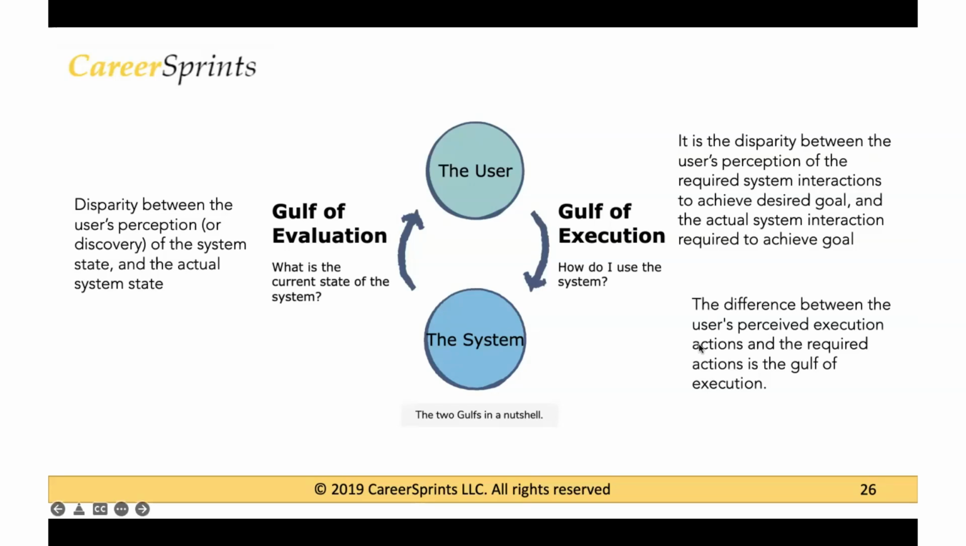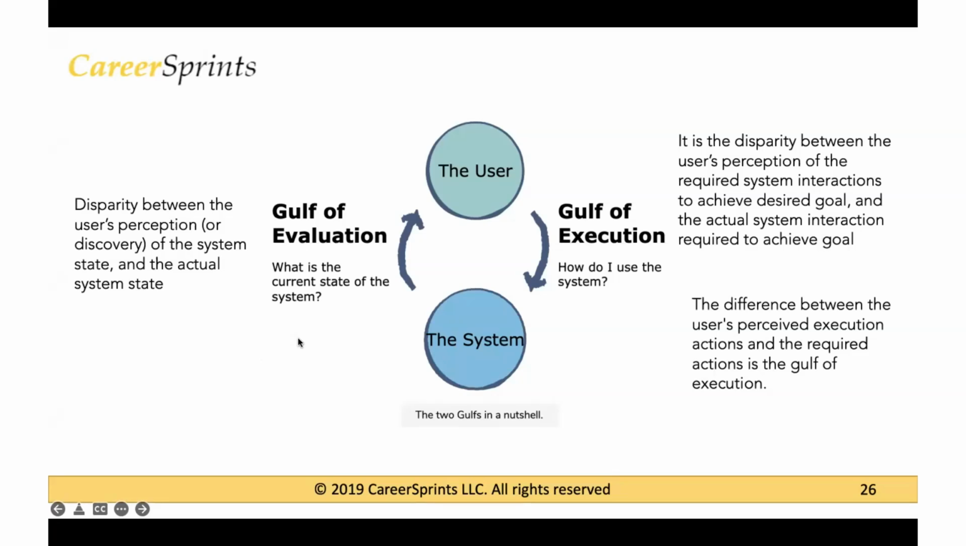Next is the gulf of execution. It says it is the disparity between the user's perception of the required system interactions to achieve a goal and the actual system interactions required to achieve the goal. And then it goes on to say the difference between the user's perceived execution actions and the required actions is the gulf of execution. So I'll give you another example.